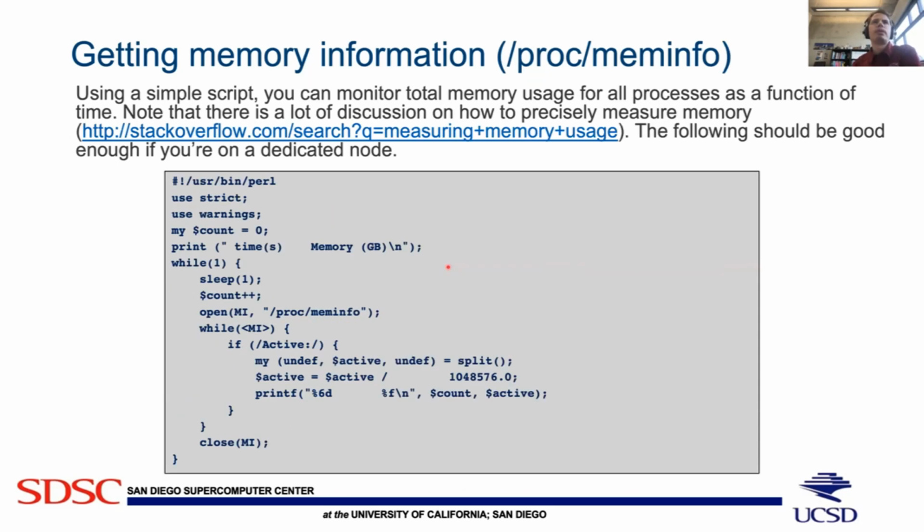So that means that using a simple script, you can monitor the total memory usage for all processes as a function of time. But of course, there's a lot of discussion on how to precisely measure memory usage. But if you're on a dedicated node where nobody else is running, there's a script here that you can use, and if you have time, you can walk through that yourself or ask questions later. I don't want to go through this now. It's a PostScript, but you could use it, and you get information about the memory usage while running some codes on a compute node, and that could be quite informative.